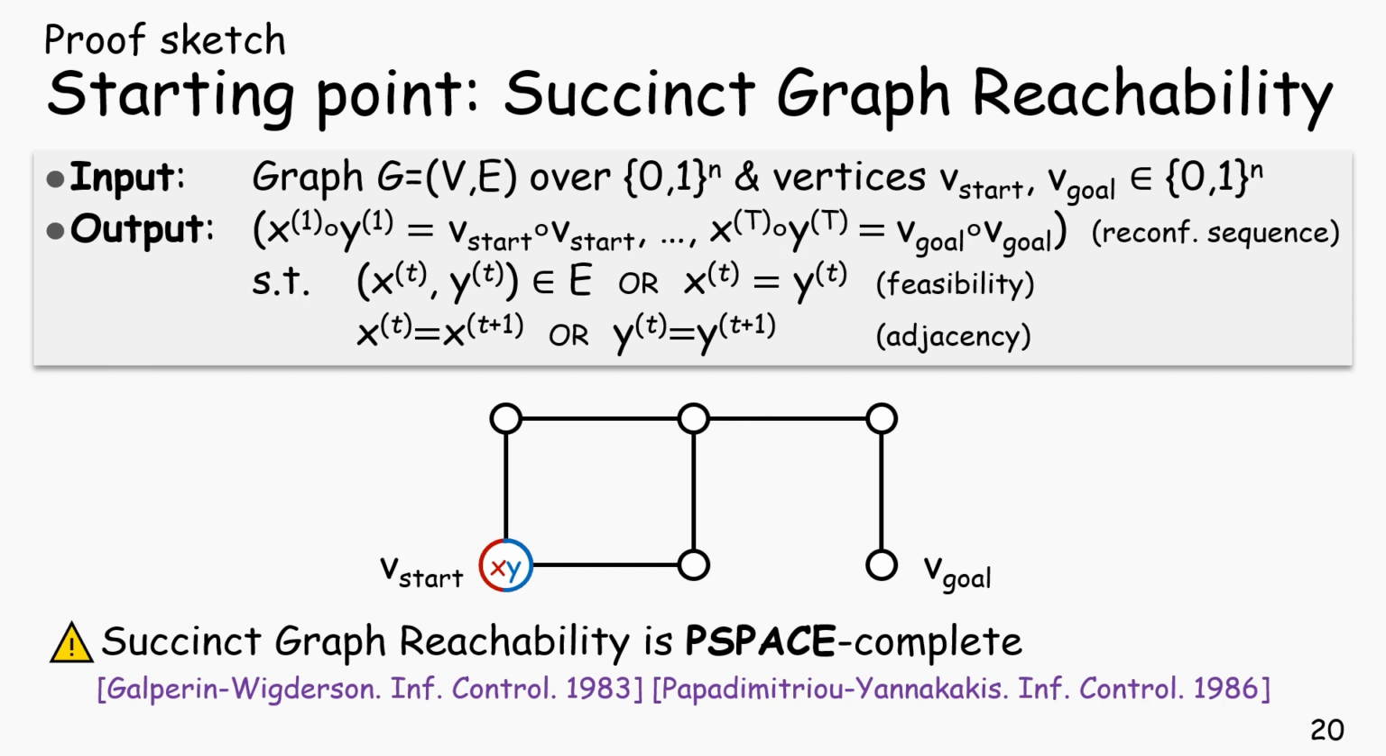In this example, we start from the lower left vertex. We move y to the right vertex. We then move x. We next move y, and we also move x. And we finally arrive at the lower right vertex.